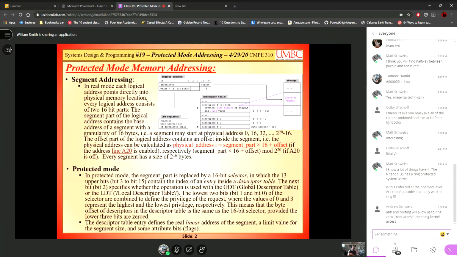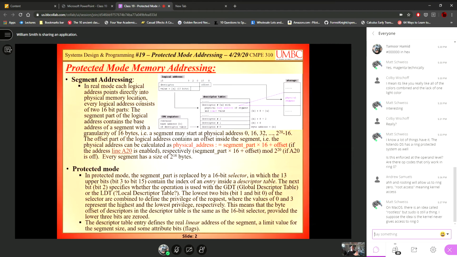Addressing format? Not exactly, but it's not the segmented addressing. And here's the key phrase: you're talking about real mode here. In real mode, each logical address points directly into a physical memory location. Okay, that's the simplest thing, and even then, it doesn't point directly into a physical memory location.